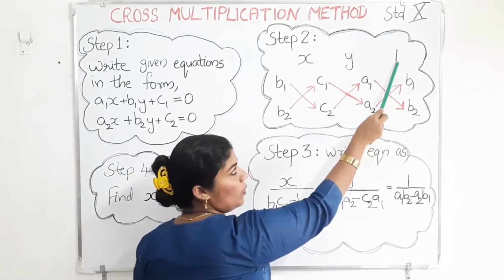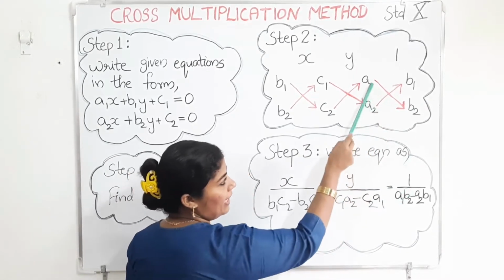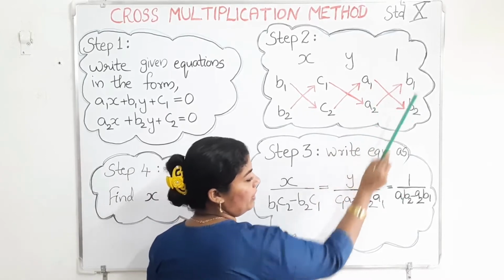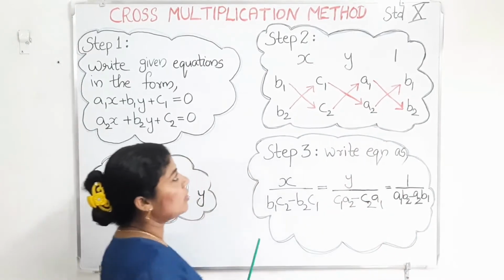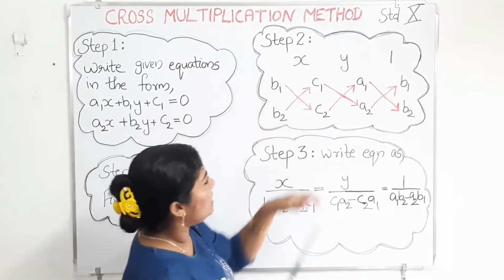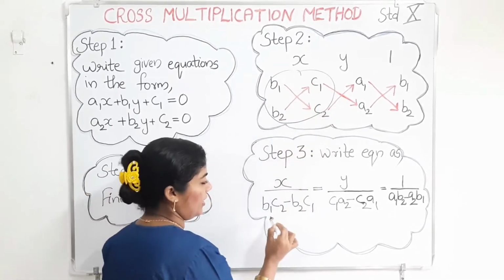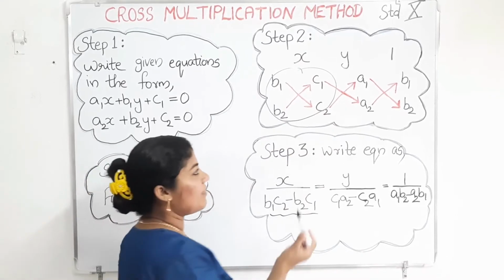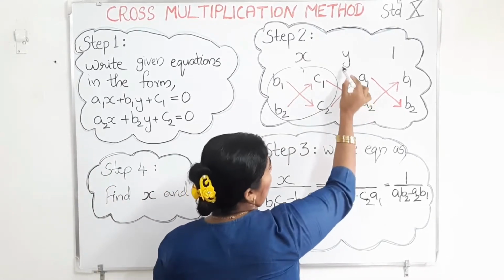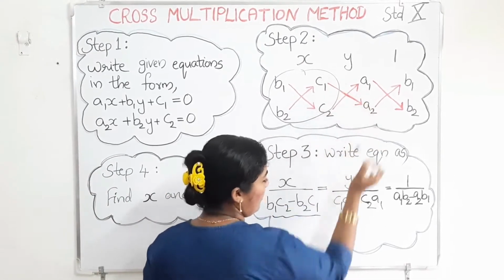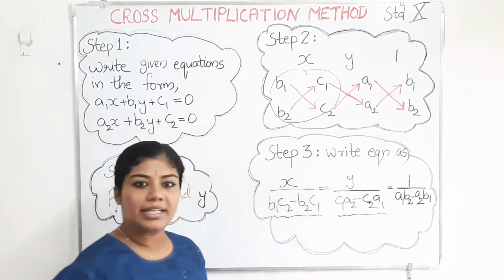And on the last one, 1 divided by A1, B2, A2, B1. That is also written here. So when you write X, this section you can see here. Okay. So when you write Y, only this second C1, C2 and A1, A2 you can see here. Like that it is going.